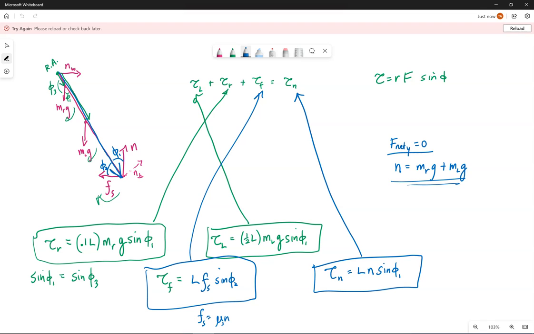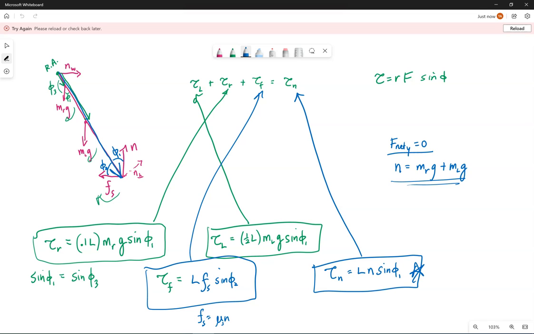But typically, if students try to put the rotation axis at the top, they forget and don't account for the normal force creating a torque. So that's why I wanted to mention it.